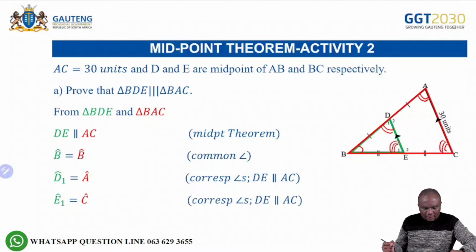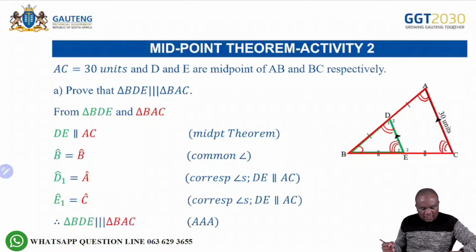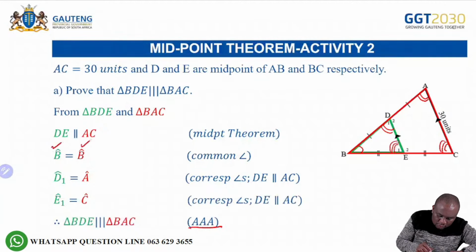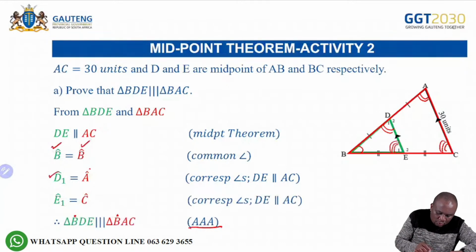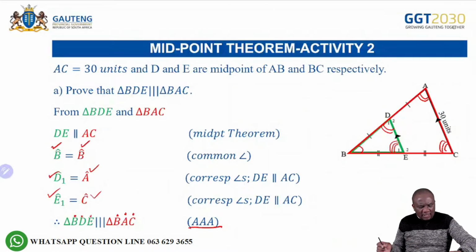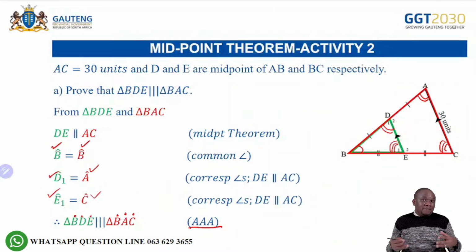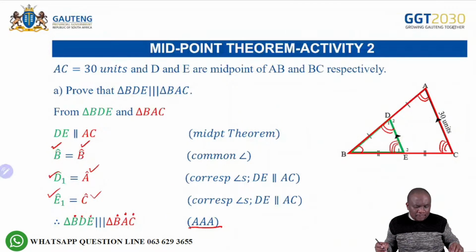Therefore, triangle BDE is similar to triangle BAC because of angle, angle, angle. Be careful even with the vertices. B goes with B. So that's why we have B in the first position here, and B in the second position here. Then D goes with A. That's why you have D there and A there. And then E goes with C. That's why you have E there and C there. Do you see that? Okay. So we proved that. We have applied the midpoint theorem.